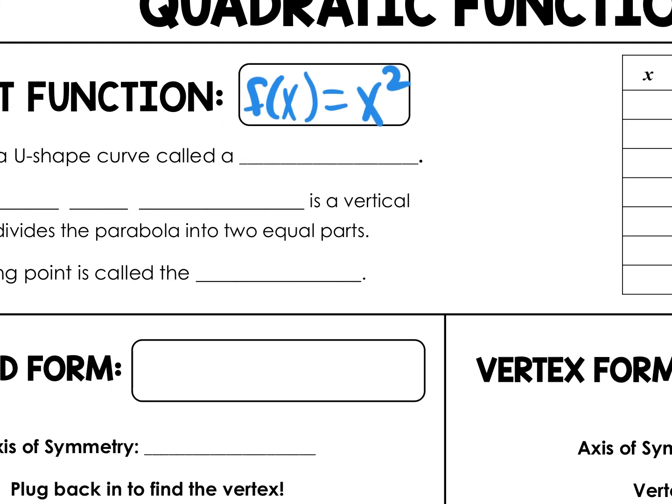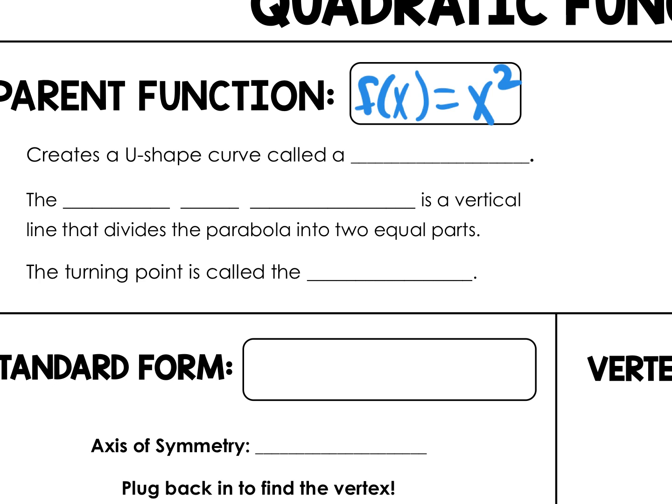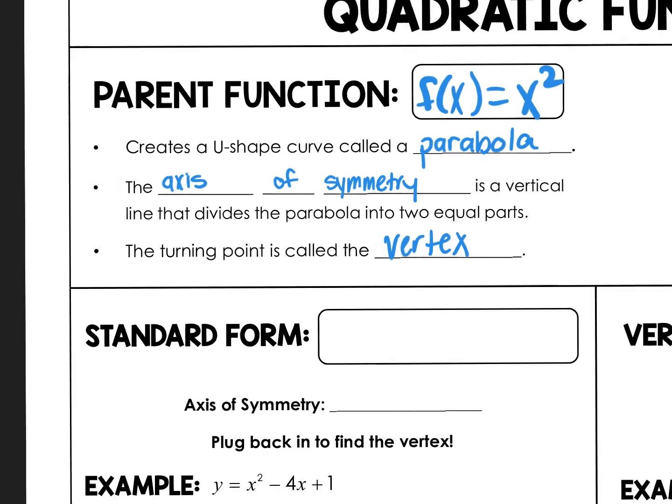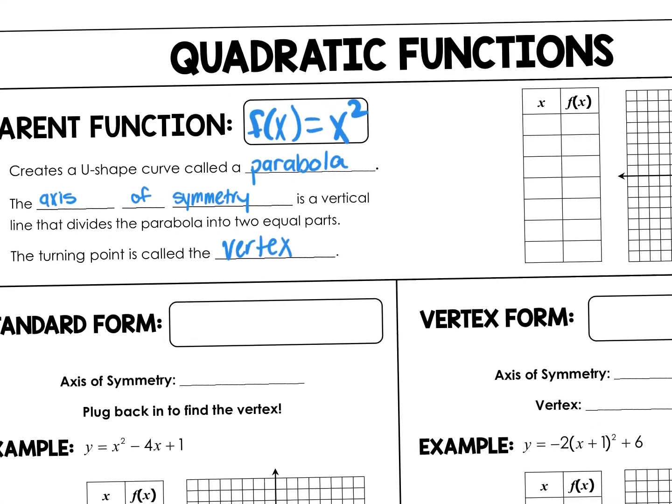All right, so it creates a U-shape called a parabola. The axis of symmetry is a vertical line that divides it into two equal parts. That turning point where it starts going from one side to the other is called the vertex. Good. We knew that. And you knew the axis of symmetry part. We've gone over all of this. It was just that F of X that really got us.